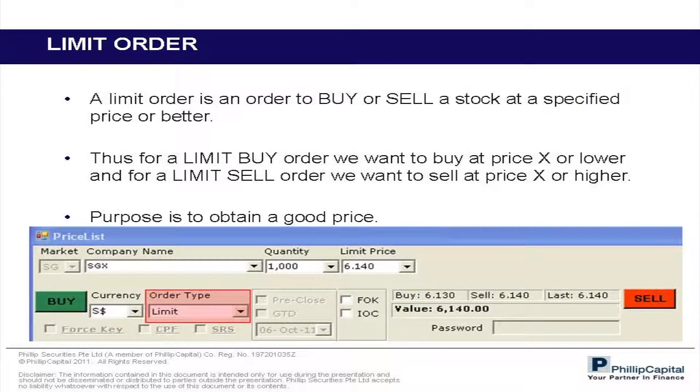A limit order is an order to buy or sell a stock at a specific price or better. It is the most common order type encountered, and if you are trading shares now, chances are that you have already used a limit order.